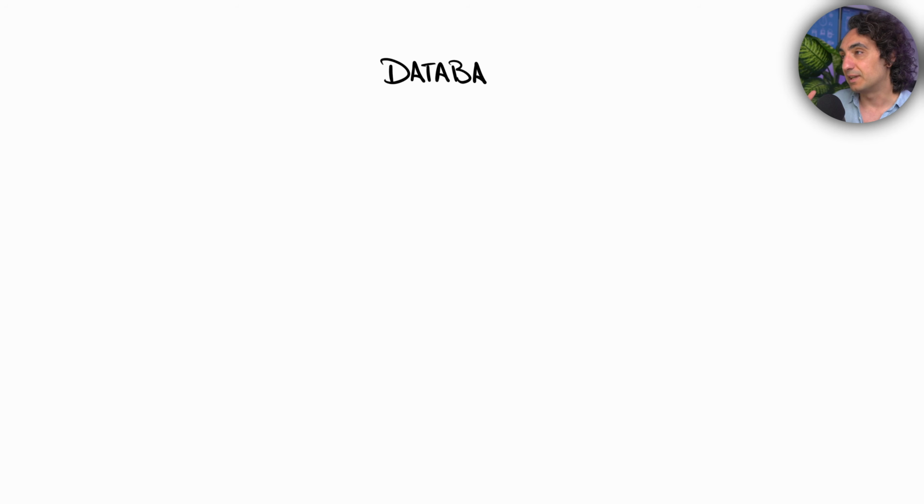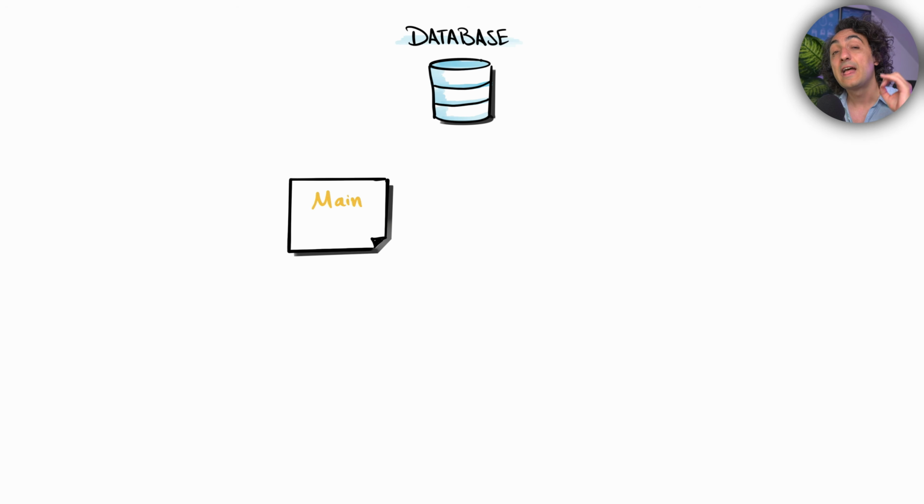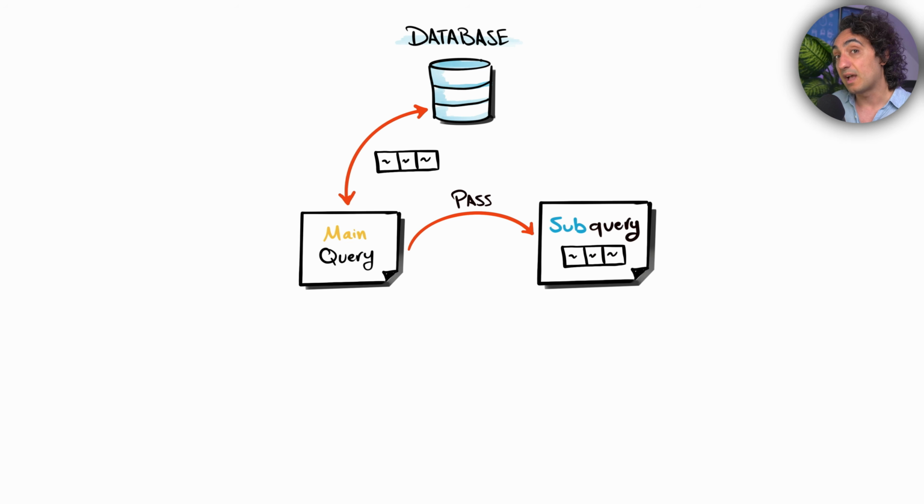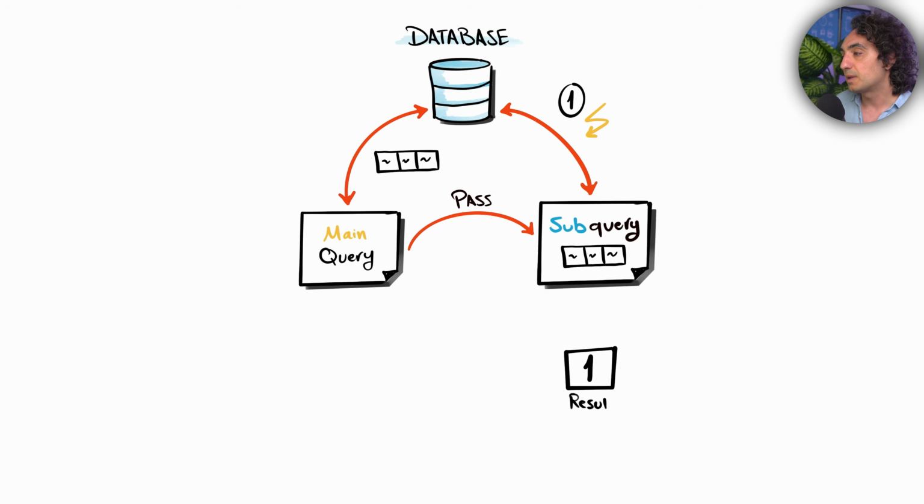So as usual, we have a database table, and this time SQL is gonna start executing the main query first. This is the first thing that happens. So the main query is gonna query the database in order to get results, and SQL is gonna process the results row by row. So now what's gonna happen? The main query is gonna pass the first row's information to the subquery. So now the subquery gets the data from the main query, and SQL is gonna execute the subquery. Here the subquery is gonna return a value, for example 1.